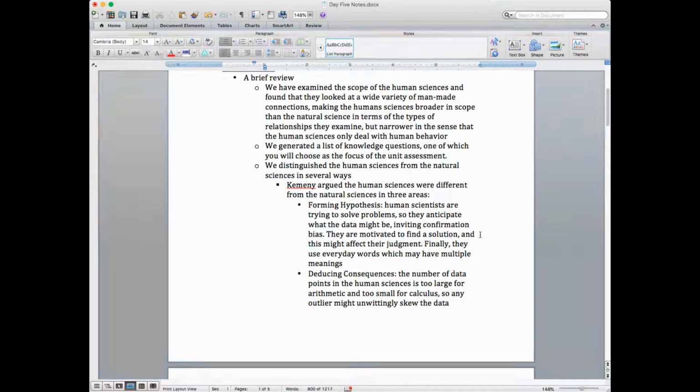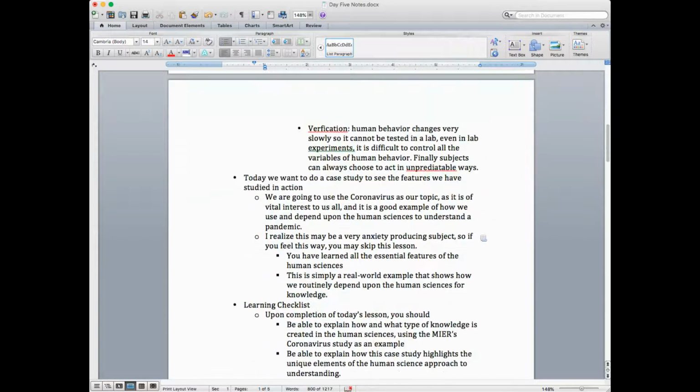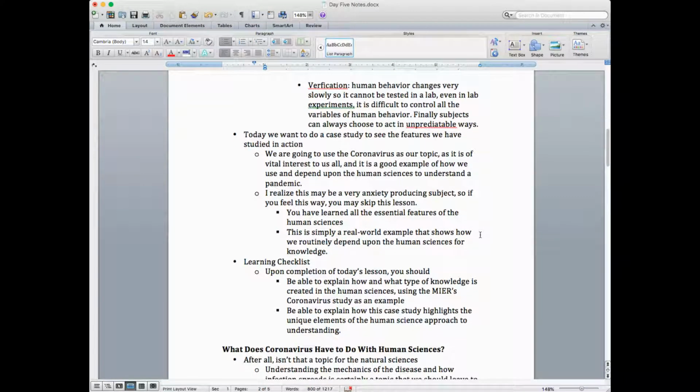The number of data points used in human sciences is too large for arithmetic and too small for calculus, so any outlier might unwittingly skew the data. Finally, in terms of verification, human behavior changes very slowly in many cases, so it could not really be tested in the lab. Even in those experiments we can confine to the lab, it's difficult to control every variable in human behavior. And this is because, finally, subjects can always choose to act in unpredictable ways.